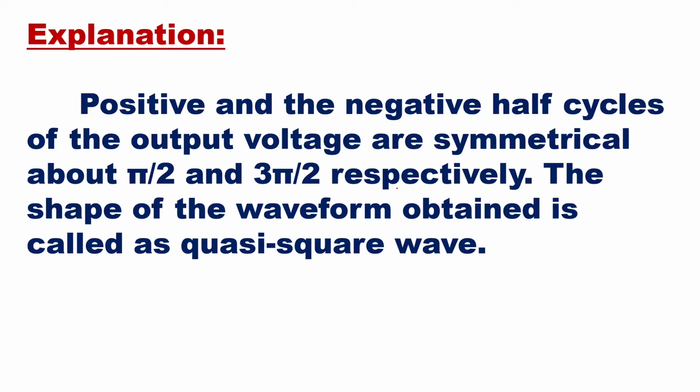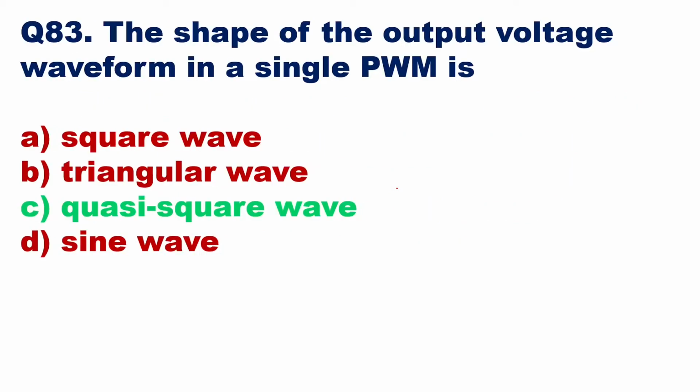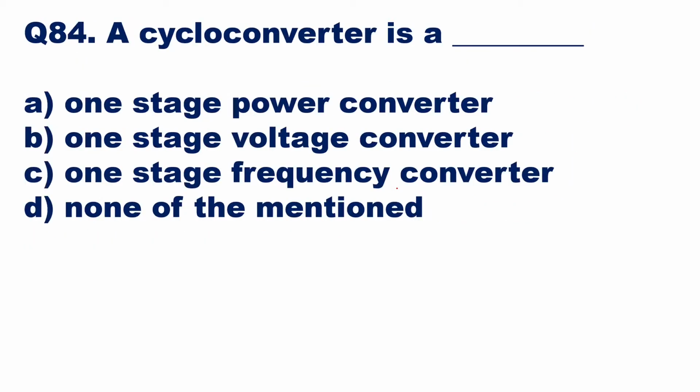Here you can see the explanation. The positive and negative half cycles of the output voltage are symmetrical about pi by 2 and 3 pi by 2 respectively. The shape of the waveform obtained is called a quasi square wave. So option C, quasi square wave, is the right answer. Then we'll go to a question on cycloconverter. Question number 84. A cycloconverter is a: one stage power converter, one stage voltage converter, one stage frequency converter, or none of the above.